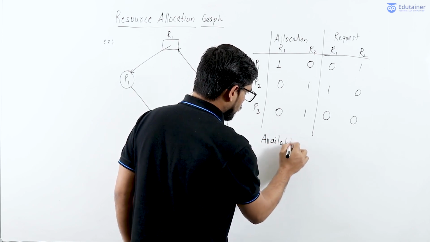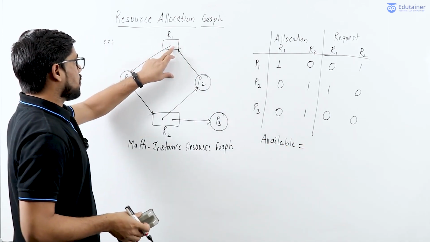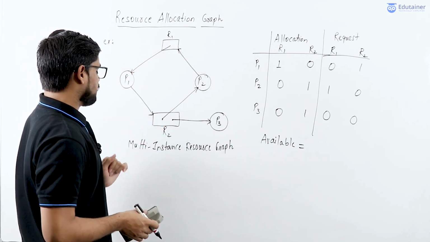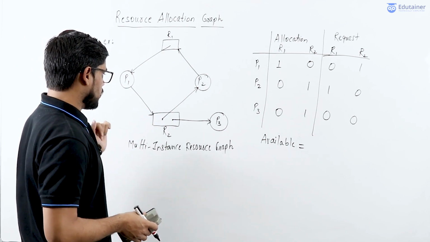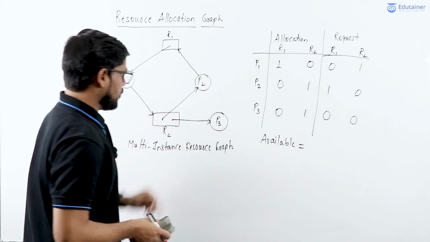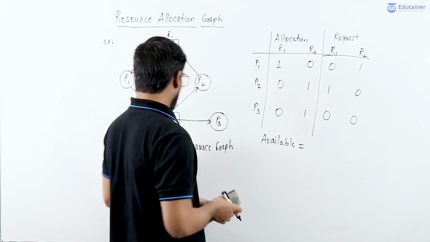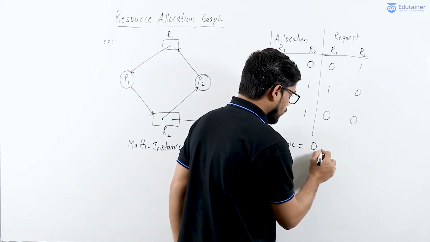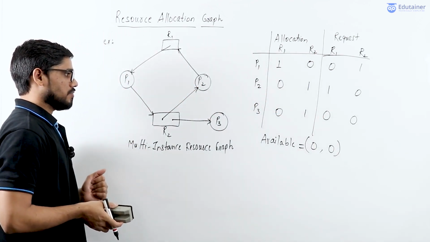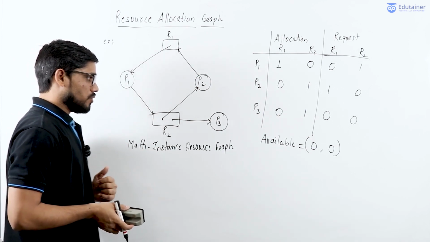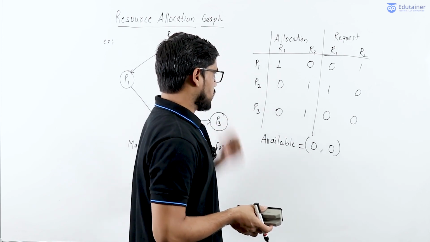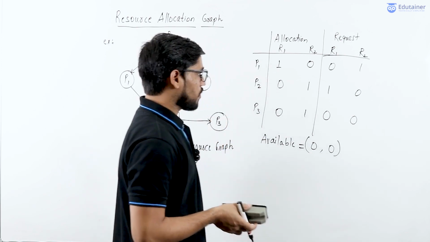So the current available resource will be: R1 is completely allocated to P1, and in R2 there are two instances present, but these two instances are allocated to process P2 and process P3. So R2 instances are also allocated. So here the value will be 0 and 0. So currently there is no instance of any resource present, and after that we need to check whether we can satisfy any request of the given three processes, P1, P2 and P3.